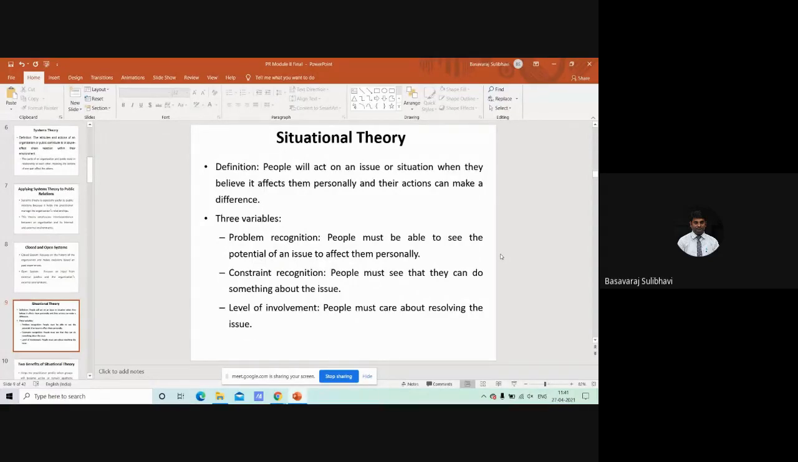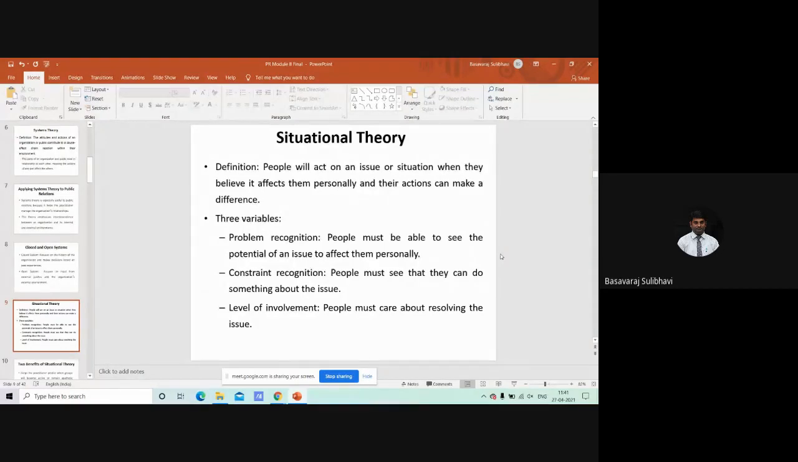Once you do that, the second thing we have is constraint recognition, where people must see that they can do something about the issue. Somewhere you are persuading them, making them more active in this recognition, and you make people start thinking on that, and they do something about the issue. They go on working on that, and they want to contribute. So slowly those people are going to indulge in those types of issues.